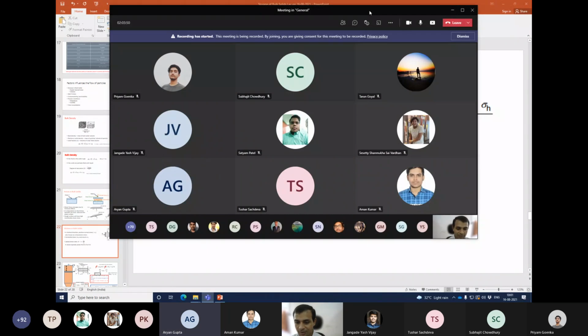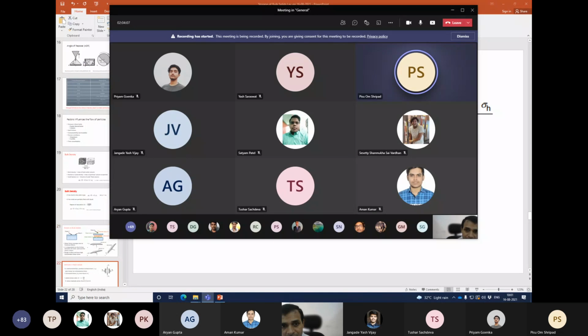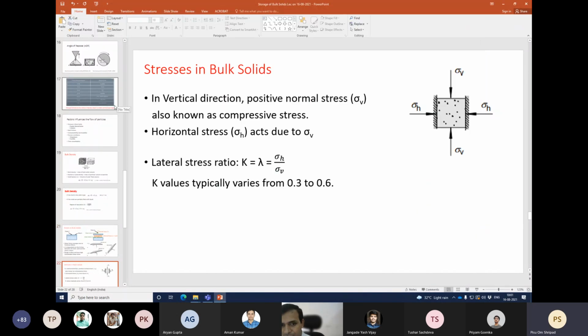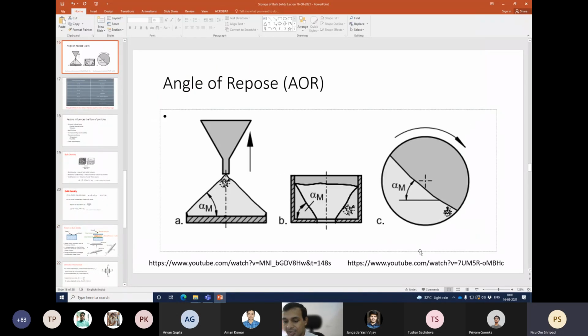One more student asked a question. Sir, I have a doubt in the case of angle of repose. Please tell me. Sir, I could not understand how it is measured. Which one? All three cases in angle of repose, sir? Oh, did I forget to explain it?